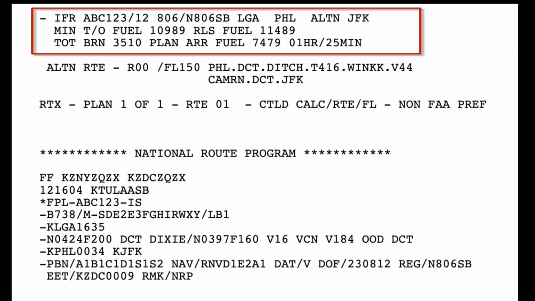Here is the release. Let's start at the top and point out some useful stuff. The top 3 lines shows we are an IFR flight, with call sign of ABC 123, departing on the 12th, the simulated aircraft tail number is shown, and we're going from LaGuardia to Philly, with an alternate of JFK. The minimum amount of fuel we can start our takeoff roll with is 10,989 pounds of fuel, and we'll leave the gate with 11,489 pounds. We'll use 3,510 pounds of fuel en route, and land with 7,479 pounds, enough for another hour and 25 minutes of flight.